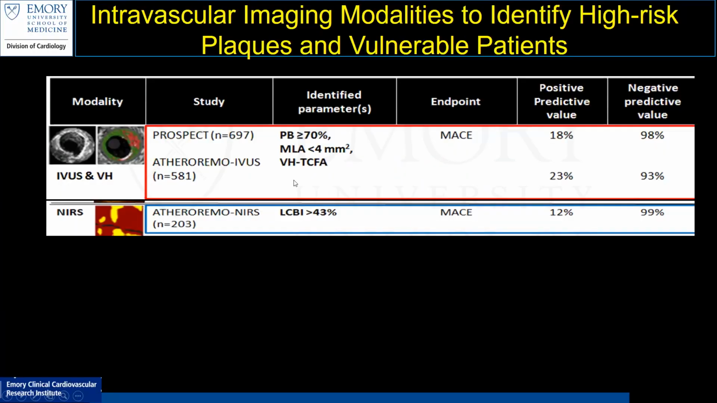Now, some studies have looked at using intracoronary imaging modalities to identify vulnerable patients using markers of high-risk plaques. In the PROSPECT and the ATHEROREMO trials, the positive predictive value to predict future ACS using IVUS-based markers such as plaque burden, minimal lumen area, and thin cap fibroatheroma were modest at best. Even when we used near infrared spectroscopy, which basically we use to identify plaques with large lipid cores, the positive predictive value to predict future MACE was only 12%.